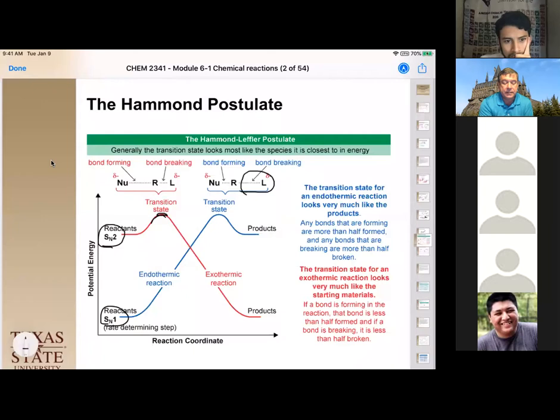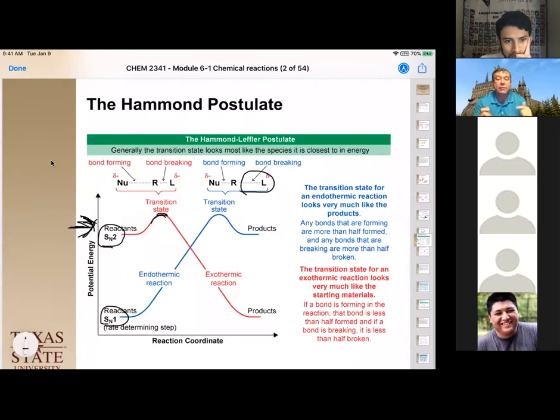Okay, so in this case here, let's look back at the SN2 type reaction. Basically, the idea is that you have to start forming your new bond before your old bond starts breaking. Okay, so you're looking like your starting material. Those tend to be exothermic products.